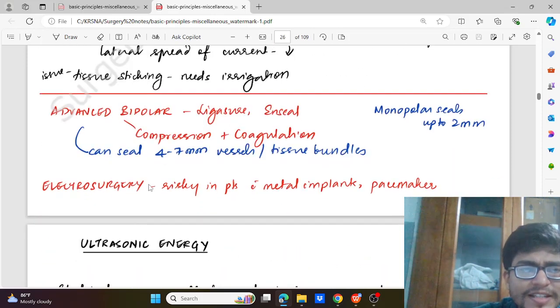Then we will see some more advanced devices, that is advanced bipolar, such as LigaSure or ENSEAL.